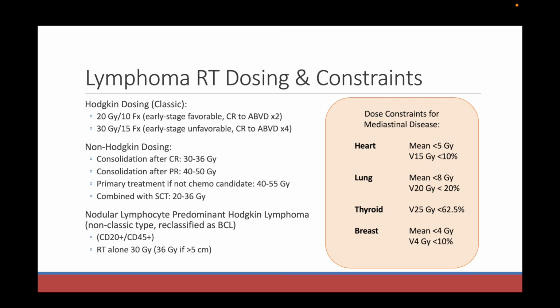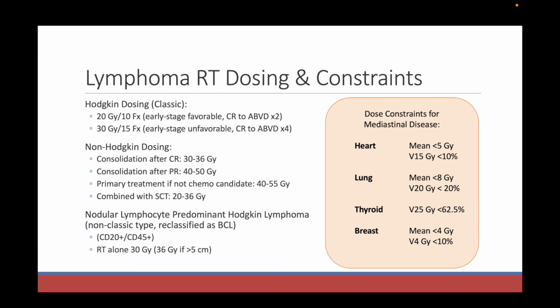There's one more type of Hodgkin lymphoma called nodular lymphocyte predominant Hodgkin lymphoma. This is thought of as a non-classic Hodgkin lymphoma, and it's also being reclassified as a B-cell lymphoma. Unlike Hodgkin that is CD15 and CD30 positive, NLPHL is CD20 positive and CD45 positive. It has those popcorn cells on histology, and this can be managed similar to a low-grade B-cell lymphoma, and you can treat it with radiation alone. You can do 30 gray, or if it's bulky and over 5 centimeters, you can do 36 gray.